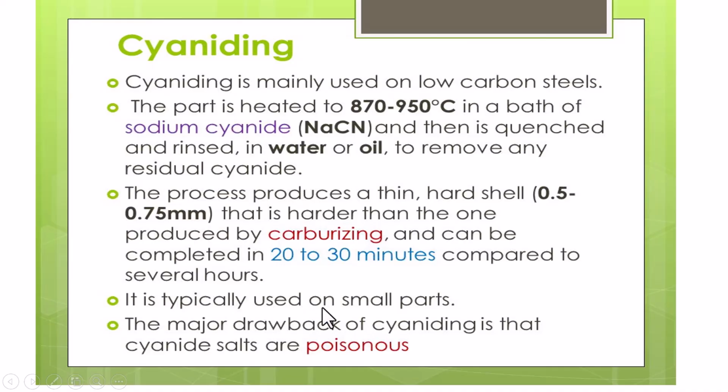It is typically used on small parts. The major drawback of cyaniding is that cyanide salts are poisonous. Cyanide is poisonous, and that is the very dangerous part of cyaniding. The time is comparatively less than the carburizing process, and it can be completed in 20 to 30 minutes compared to several hours of carburizing.